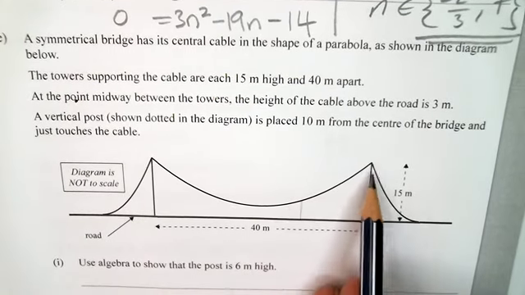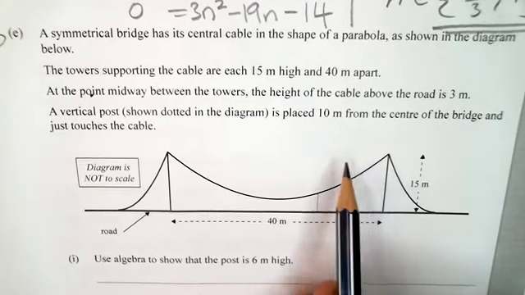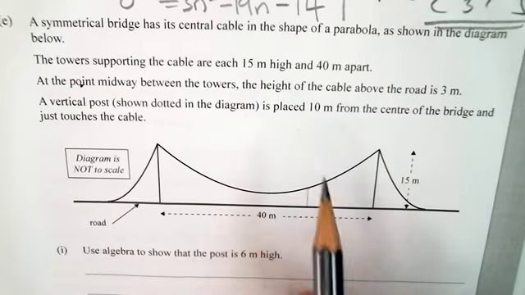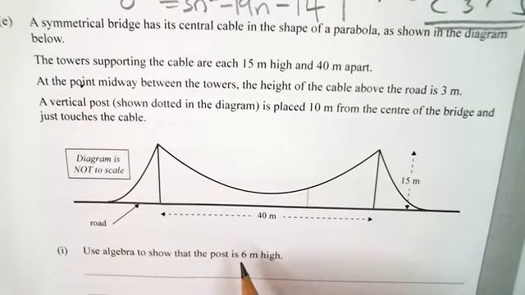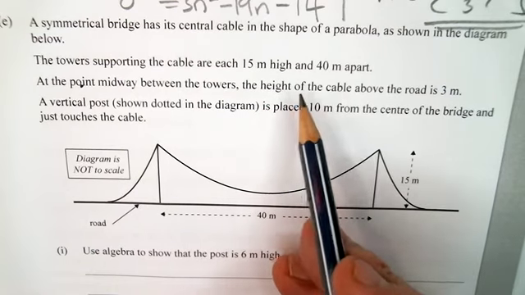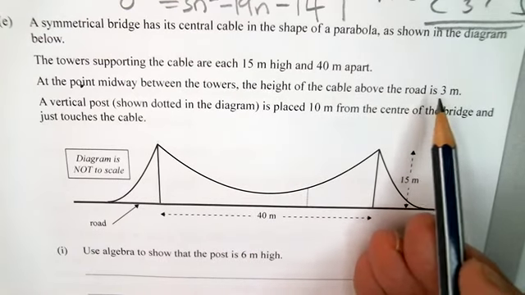That's this thing here, as shown in the diagram below. The towers supporting the cable are 15 meters high. So that one there is 15, and this is another 15. At the point midway between the towers, the height of the cable is 3 meters above the road.